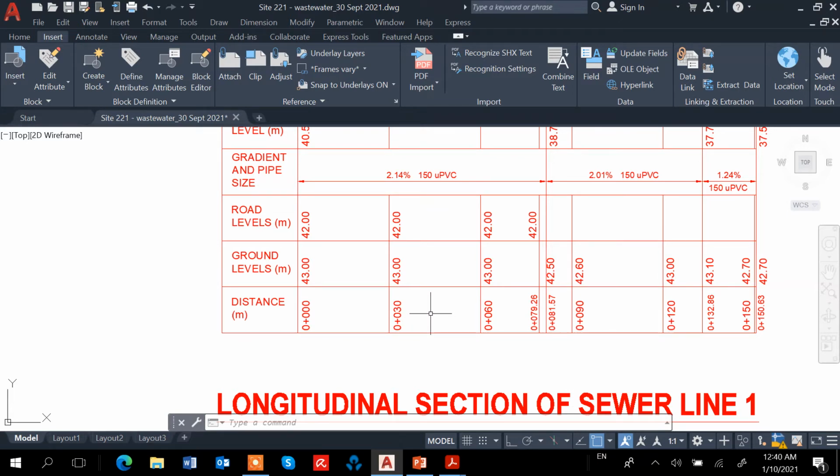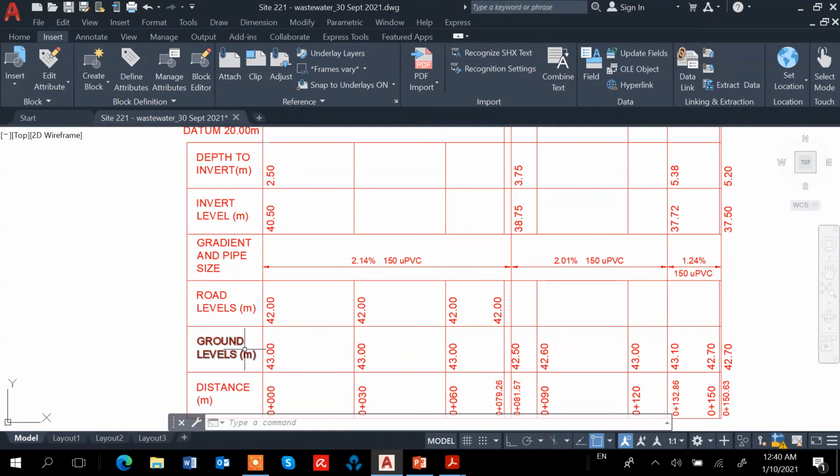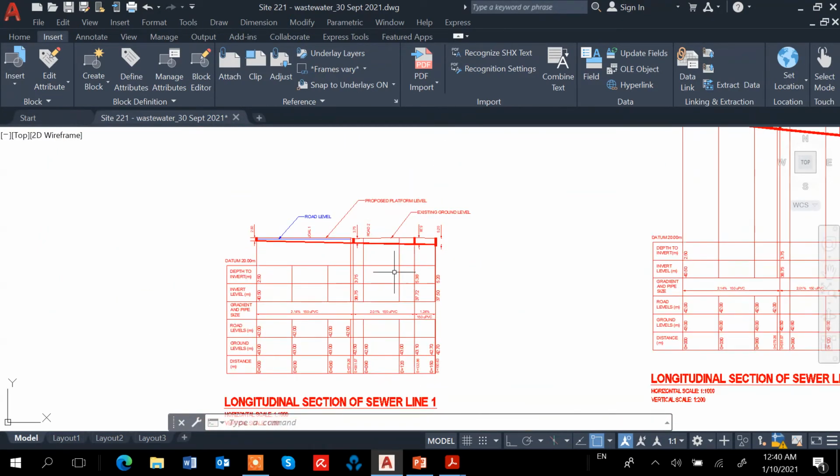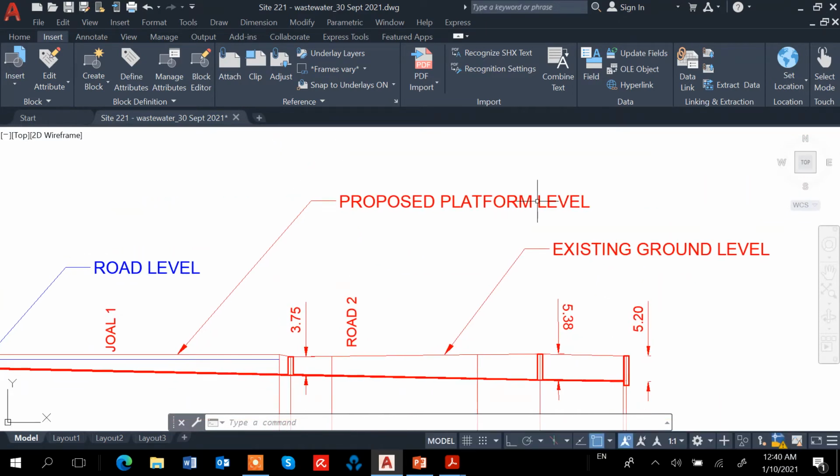So I cover the regular distance, because we're not having the road involved. We have distances 0, 30, 60, 90, 120, 150, and the end distance as well. We also need to have the ground level, because for this one we have three types of surface: the road level, the blue one, the road level along the drawn one, and then the proposed platform level.